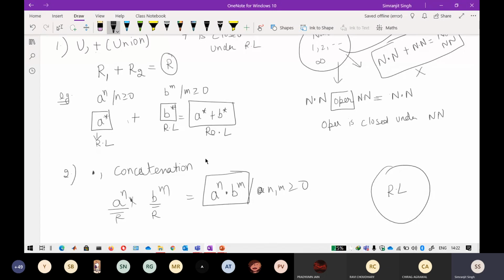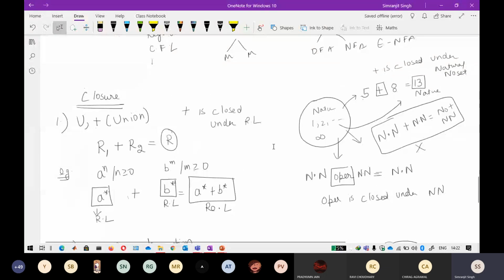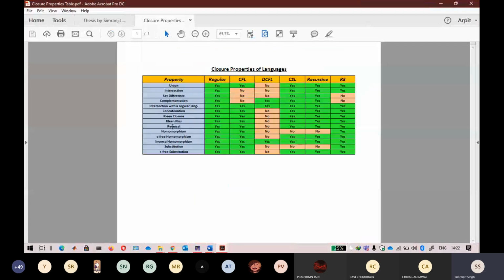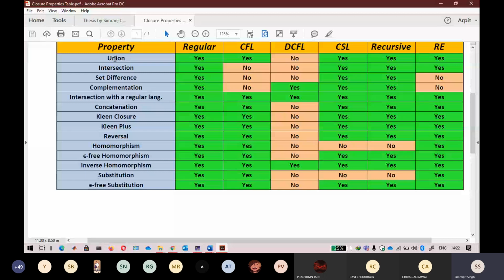Okay, so there might be some kind of doubt in between. If you have any doubt, you can again ask me. But this is just the closure properties. If I show you the table, you will get a better understanding. That is the closure property table. The properties are written on this property side: union, intersection, set difference, complementation, intersection with a regular language, concatenation, Kleene closure, Kleene plus. That only plus is called your Kleene plus. Then reversal, homomorphism, epsilon-free, inverse substitution, epsilon-free.